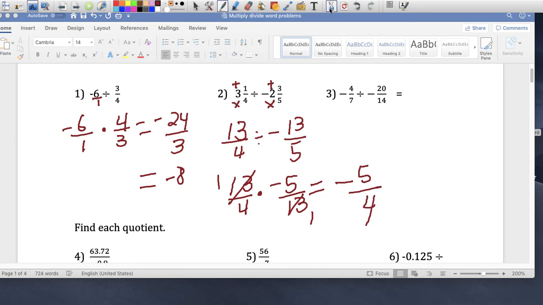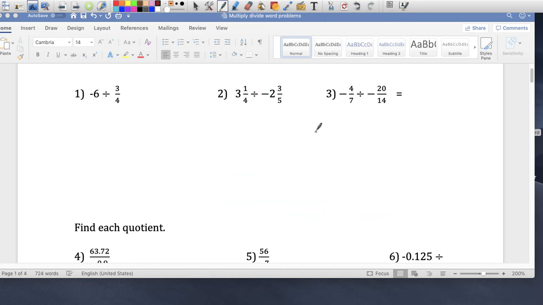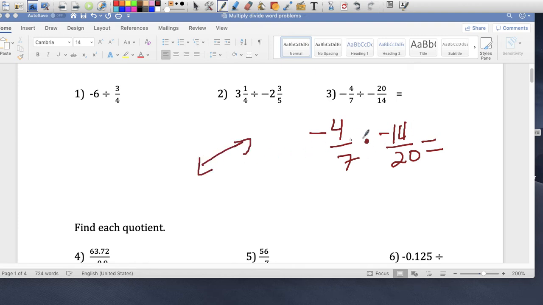Okay. Moving on. This one is negative 4 over 7 divided by, and not divided, so we're going to change that to multiplication. And 20 over 14 is going to be negative 14 over 20. Let's simplify before I multiply. I can simplify the 7 and 14. I'll simplify this direction. 7 divided by 7 is 1. 14 divided by 7 is 2.